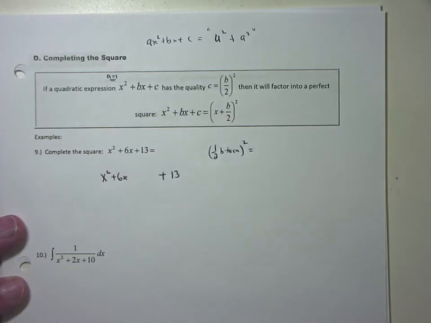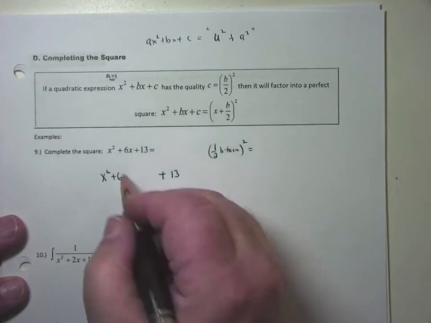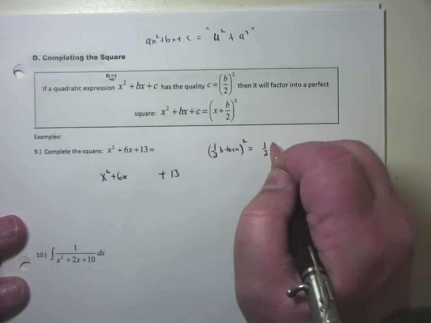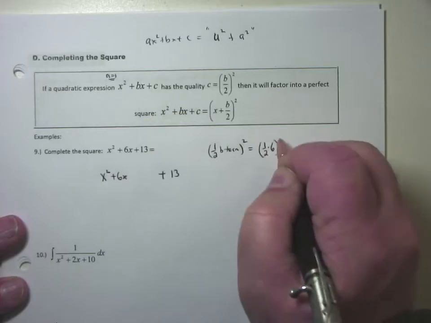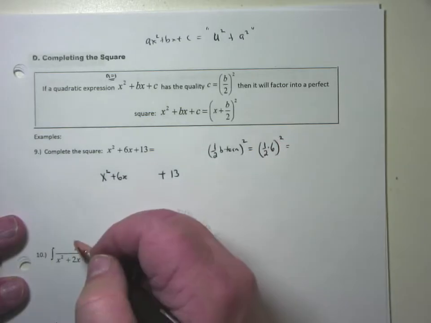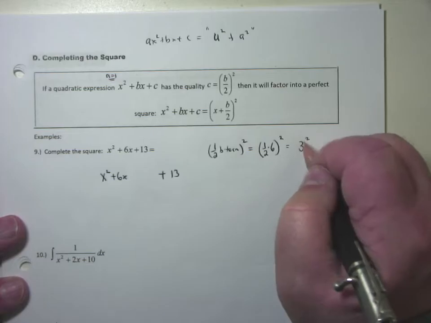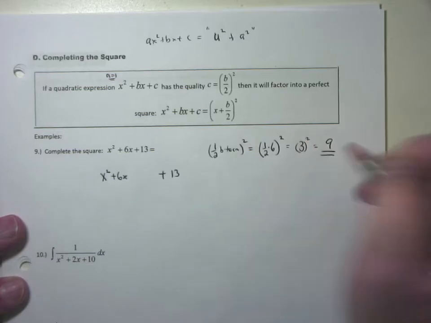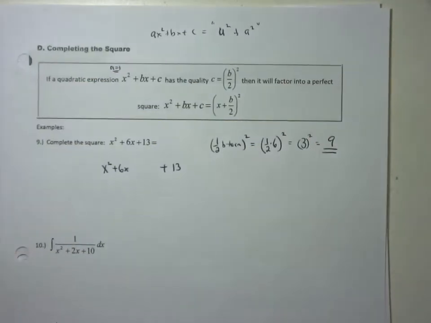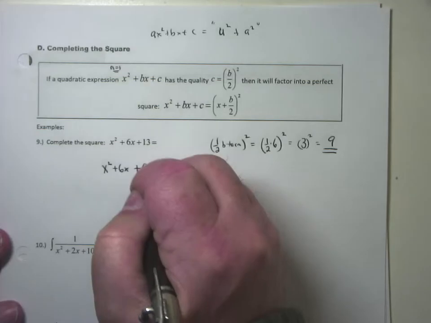What is the b term in this problem? 6. So we're going to take half of 6, half times 6, and square it. What's half of 6? 3. And what's 3 squared? 9. The magic number is 9. And I'm going to take this number, 9, which is my complete the square number, and I'm going to add that number to the x's.